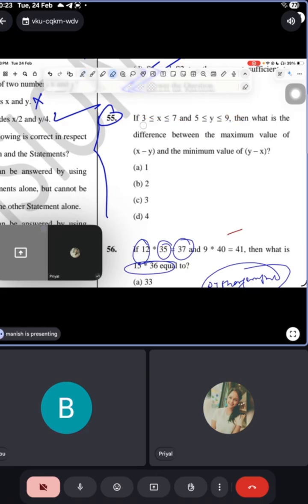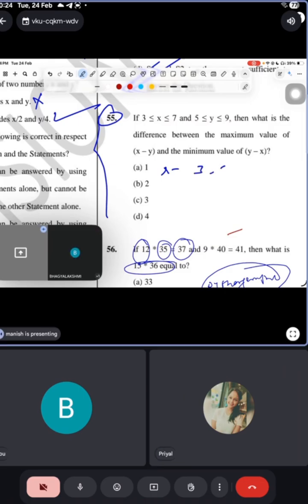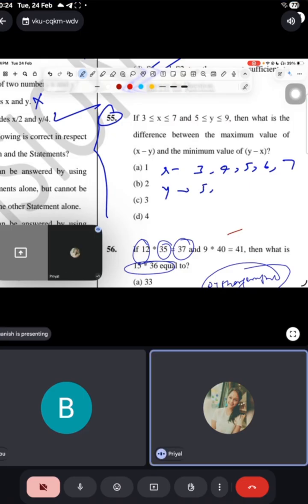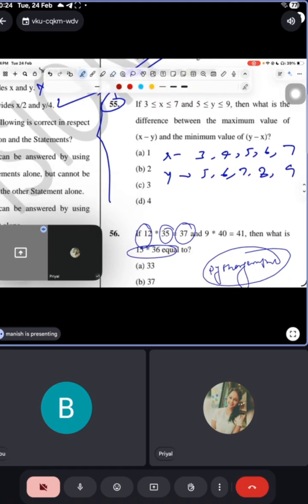See, guys, tell me the range of x. 3 to 7, so 3, 4, 5, 6, 7. And tell me the range of y. 5 to 9: 5, 6, 7, 8, 9. Good, I got the range. Now it is easy, guys. Now we have to find the difference between x and y, so x minus y is what I have to find out.